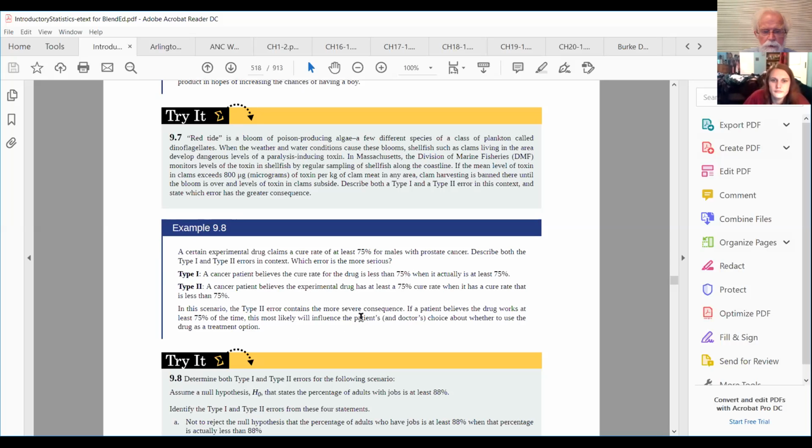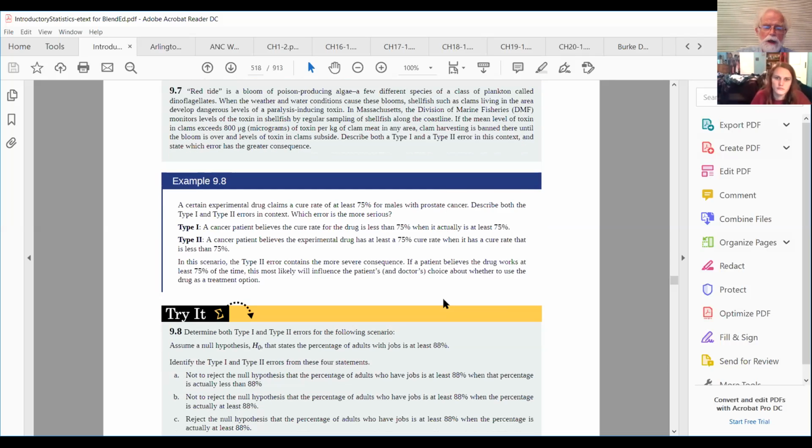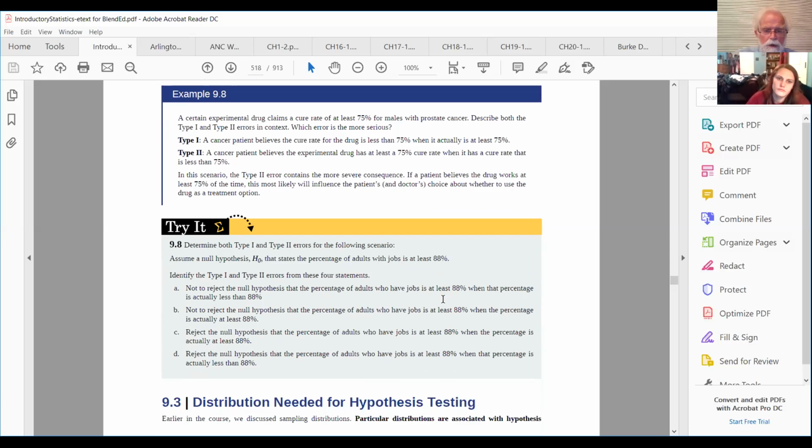They might look at whether or not they'd want to use this drug for treatment. So the type 2 error here, the patient believing that it has a higher rate of cure than it really does, leads the patient to want to use the drug and may not respond. The other error is that the patient doesn't believe it's going to work when it does and refuses treatment. So there are two types of errors that are there.